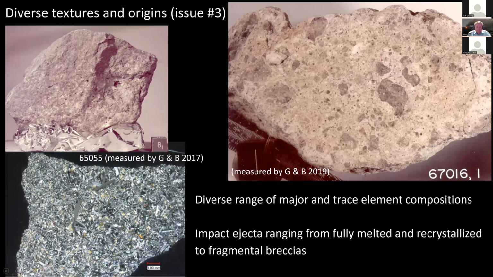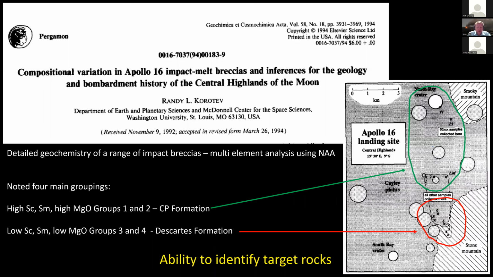I think a fundamental paper is this 1994 paper by Randy Korotev. He used neutron activation analysis, and he took little tiny fragments from the Apollo 16 site, which is a wonderful site because it has this amazing geology that's been preserved on it, to look across the site at all of the locations that were sampled.